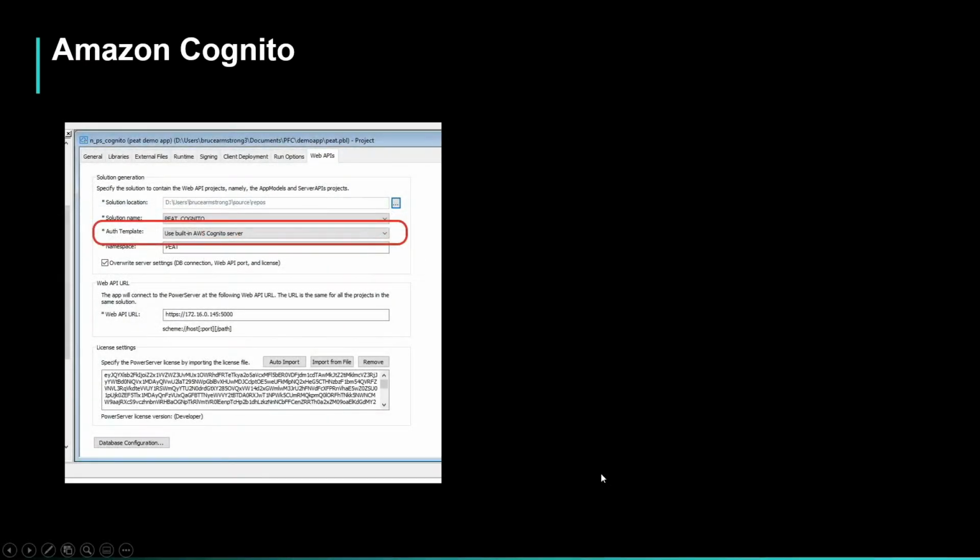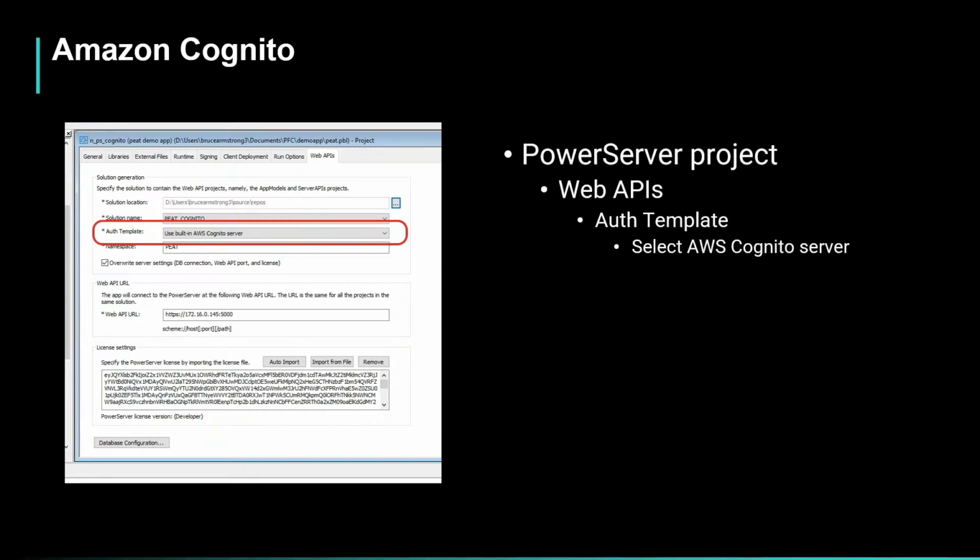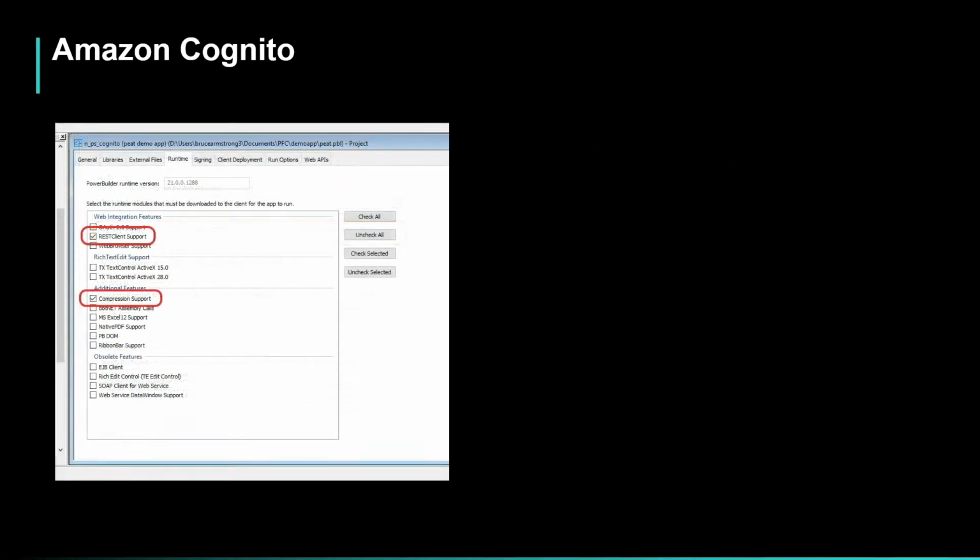Okay, so now we've got Amazon Cognito configured. Let's go back into our PowerServer project. And this time we're going to say use the built-in AWS Cognito server. And I said it was an OAuth call. It's not an OAuth call. It is a JWT call.